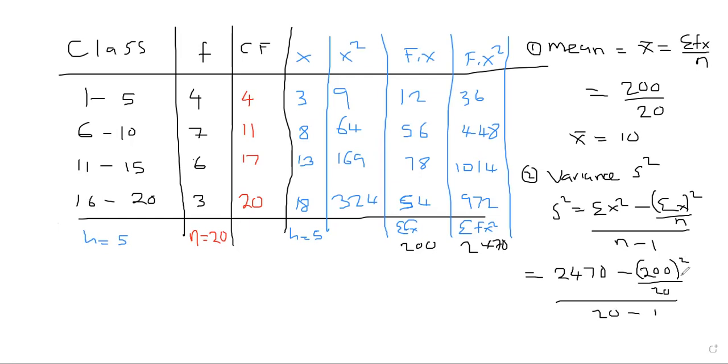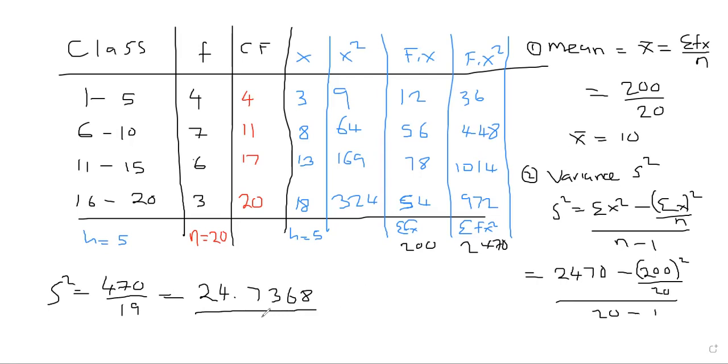All right, so you start from this area here. 200 squared divided by 20 is 2000. So 2470 minus 2000 is 470. All right. So you're going to have 470 divided by 19. Are we following? So you leave your answer to 3 decimal places. That is 24.737. So this is called our variance.